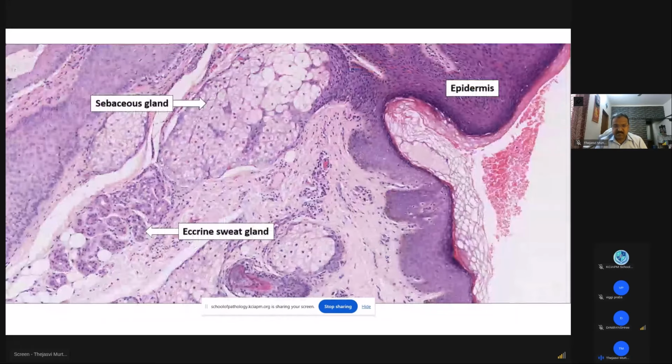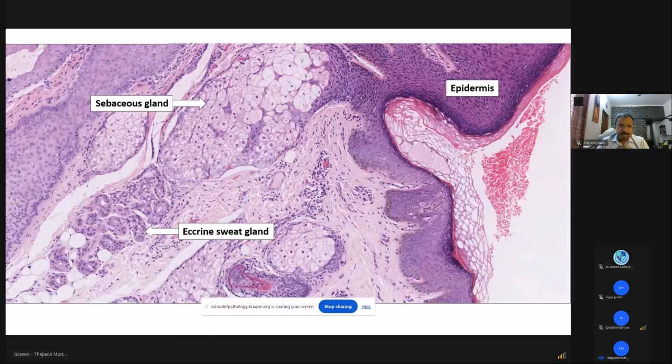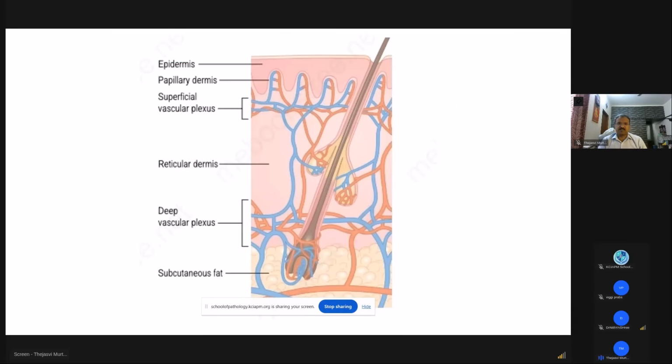And the adnexal structures, the most important adnexal structures: the sebaceous glands, the eccrine sweat glands, the hair follicle, hair shaft, erector pili muscle, and the other things. So the neurovascular bundles, that I think I've missed out on this picture. Hair shaft, sebaceous glands, and erector pili muscle are there. And this is the vascular supply.